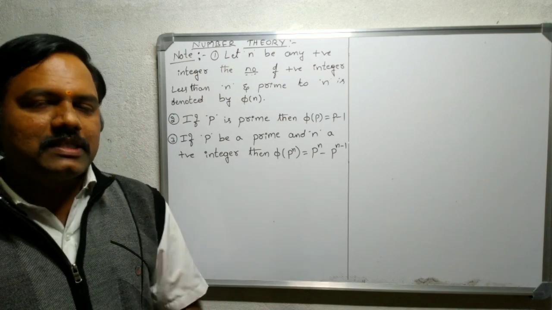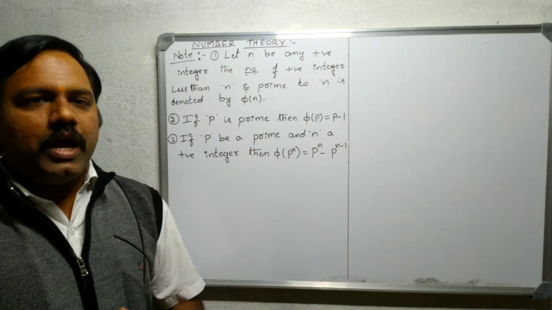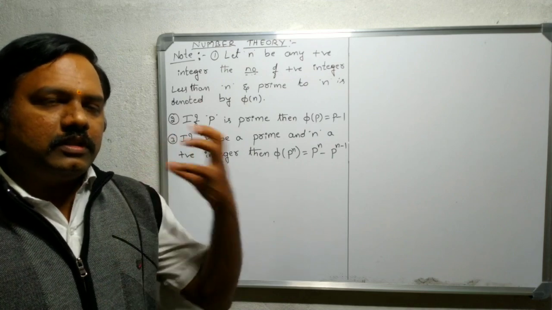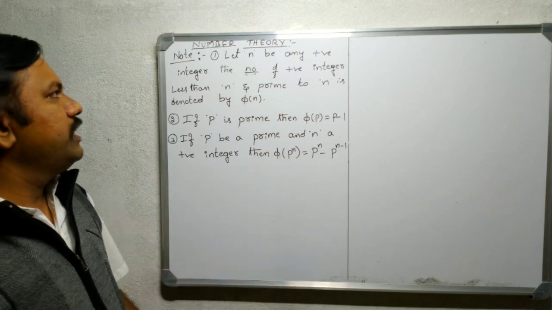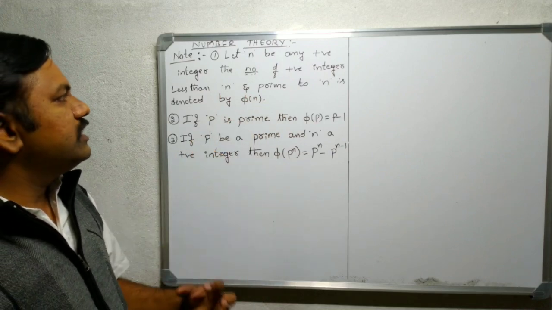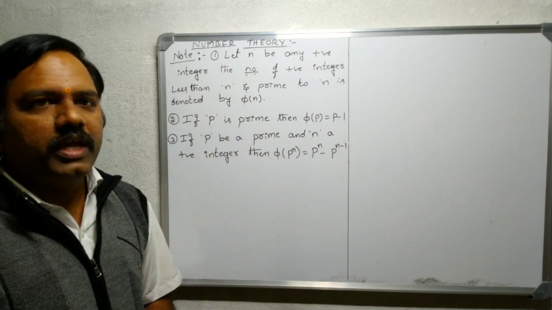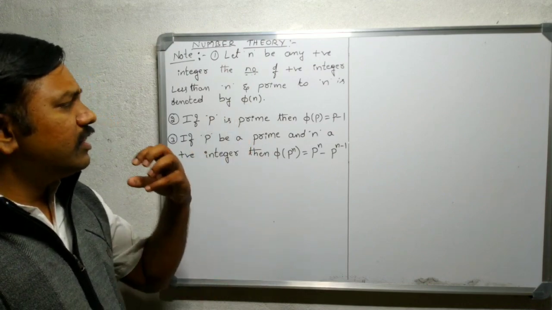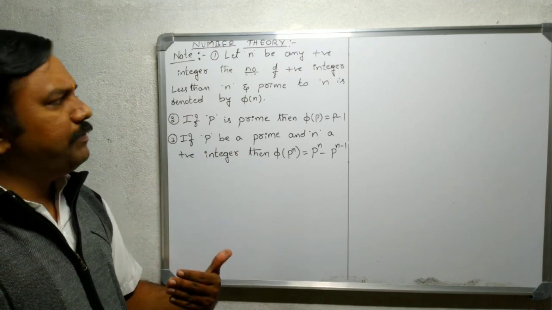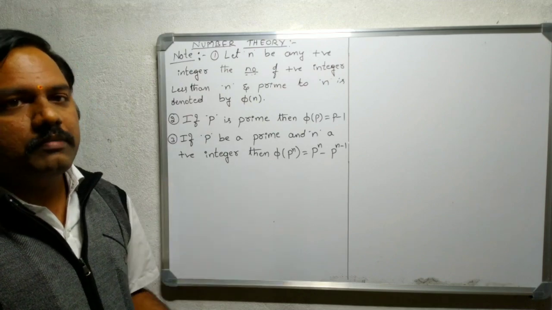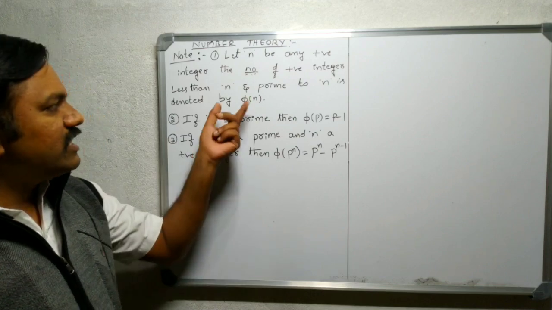So in the previous class, we ended with one theorem. So today I am giving some notes on the multiplicative function. Let n be any positive integer. The number of positive integers less than n and prime to n is denoted by phi of n. That means the numbers which are relatively prime to n are denoted as phi of n.